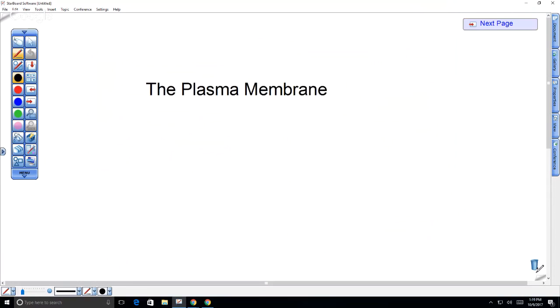Okay, so we're going to move to the very last part of chapter 2, which talks about the plasma membrane. And so does anybody remember what type of lipid has a head and a tail? What type of lipid? Triglyceride, steroid, phospholipid, or what? Phospholipids, right? So the plasma membrane is a phospholipid bilayer.